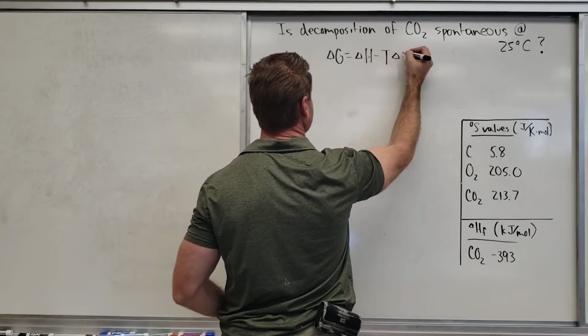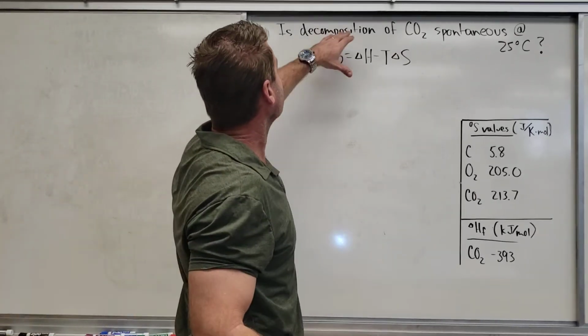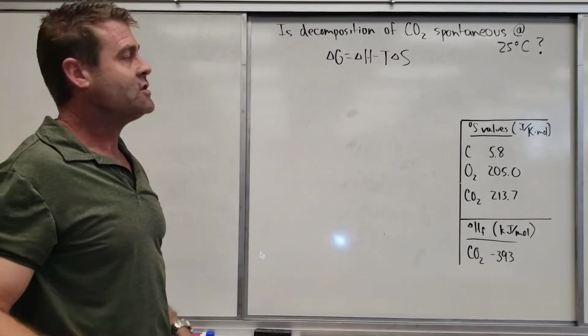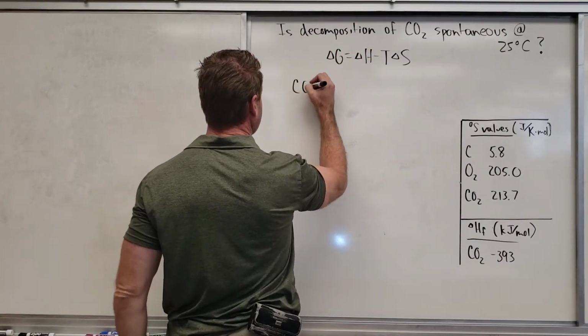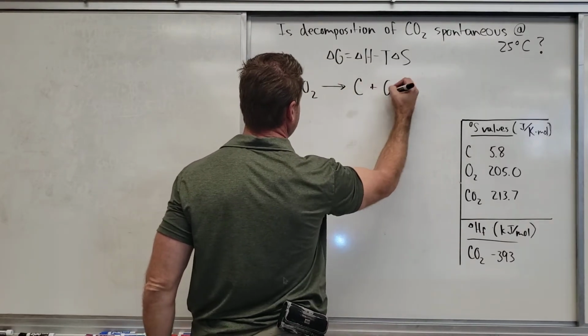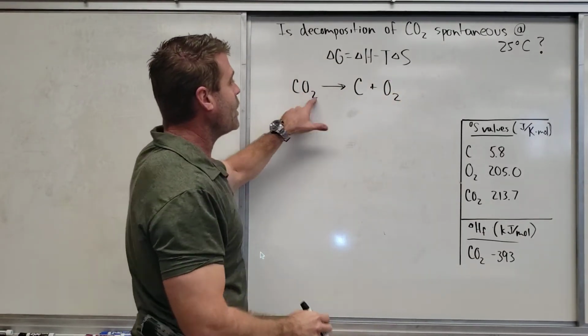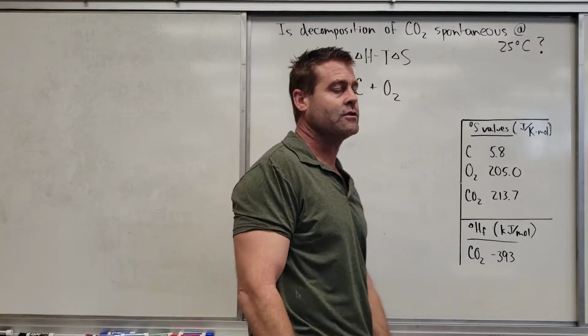You don't even have to memorize it, I believe it's on your formula sheet. Now, if I were you, I would try to make an equation that shows what's going on. I'm showing the decomposition of carbon dioxide. What am I talking about here? I've got carbon dioxide decomposing. What's it going to decompose into? Carbon and oxygen. So I'm wondering, will this reaction occur spontaneously at 25 degrees Celsius?